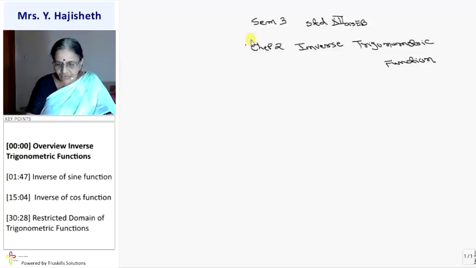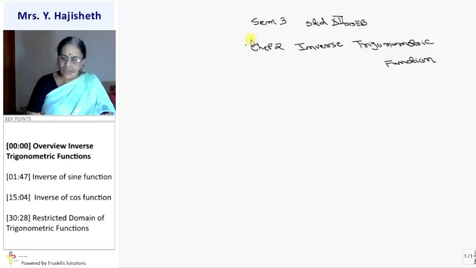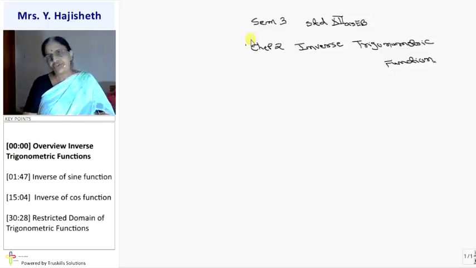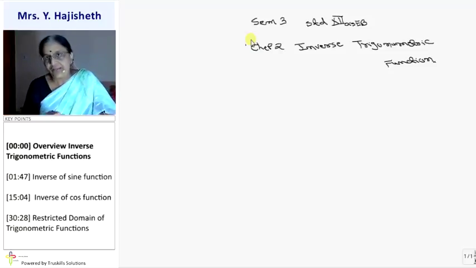But we want to define inverse trigonometric function. When it does not exist, how can I define? There is one topic we are going to learn, inverse trigonometric function. So we have to find out some way. What is the way to define inverse trigonometric function? The way is we have to restrict the domain of the trigonometric function in such a way that in that domain the function behaves as a one-to-one function.